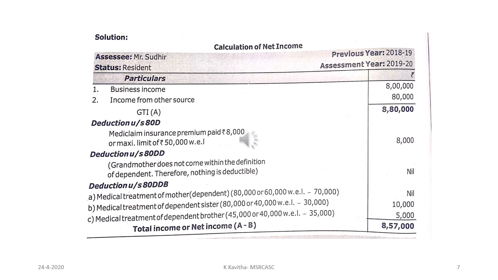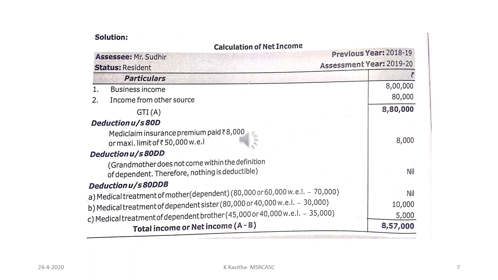Then expenditure incurred on medical treatment of a dependent sister. 80,000 has been spent, but from the insurance company you have received 30,000. So 80,000 is your amount spent. 40,000 is what as per the income tax rules you are eligible to claim, and 30,000 is what you have received from the insurance company. Your eligibility is 40,000, but you have received 30,000. So the difference 10,000 you can still claim. So 10,000 becomes your eligibility for deduction.